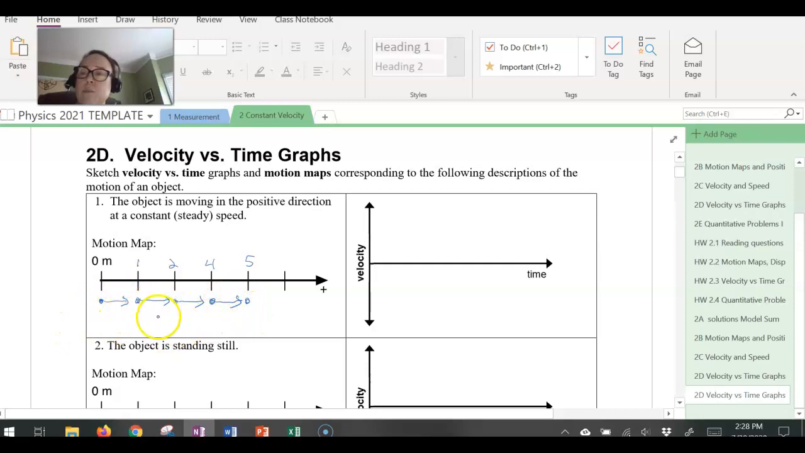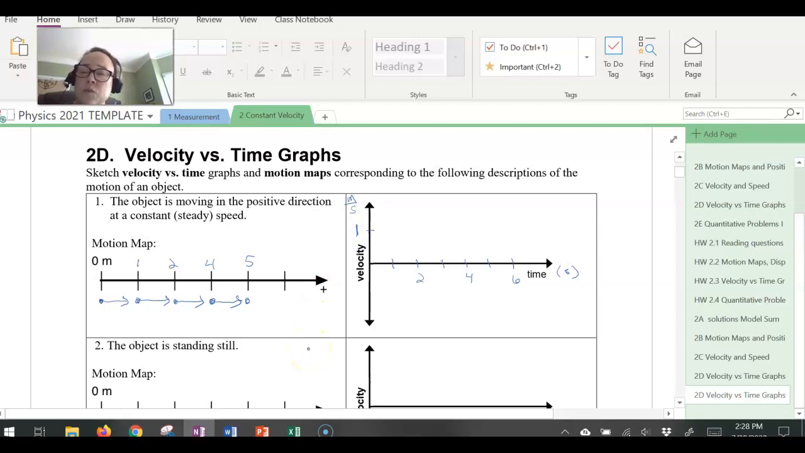As each second passes, this object moves 1 meter to the right. And I'm showing 4 seconds worth of data, right? I have 5 dots, but the first dot is showing me time 0. Okay, so I'm going to make a velocity versus time graph, and I need to put a scale with some numbers for the time axis and also for the velocity axis. So this is 1 meter per second.